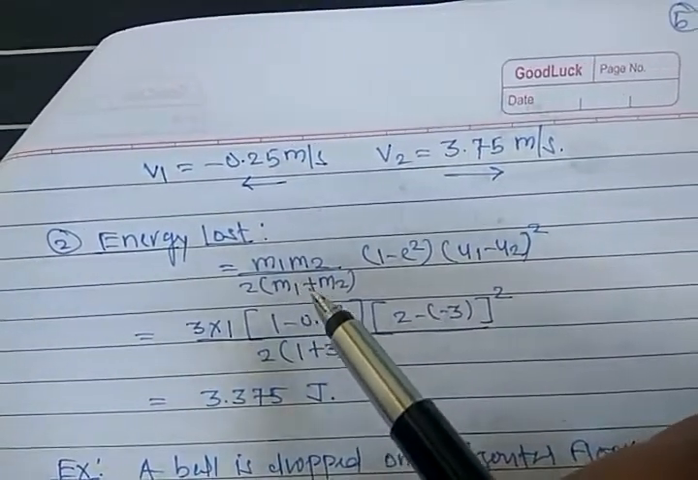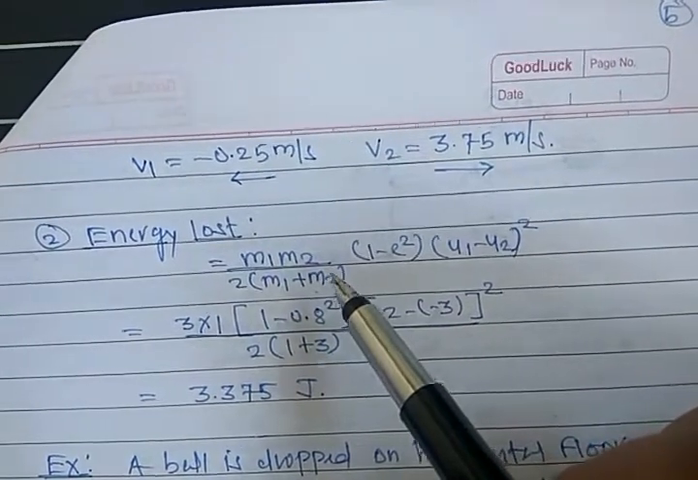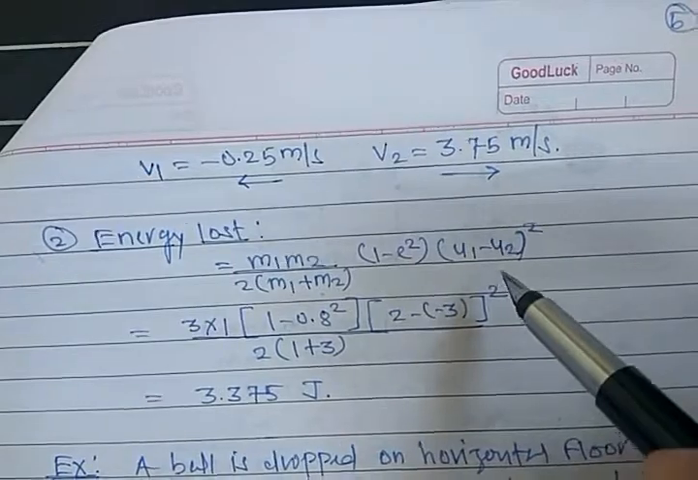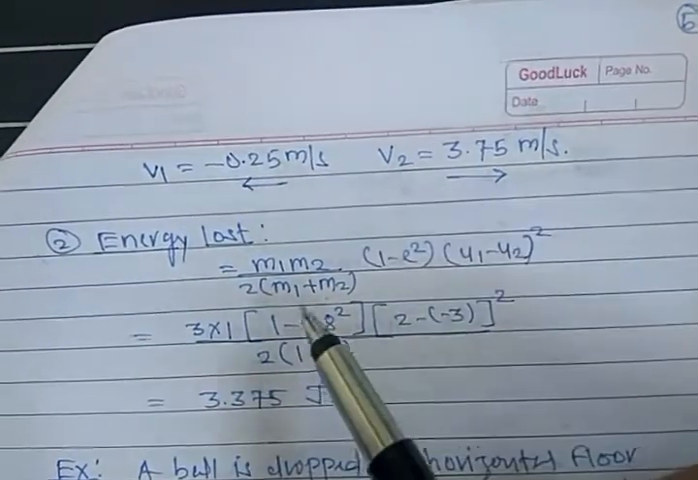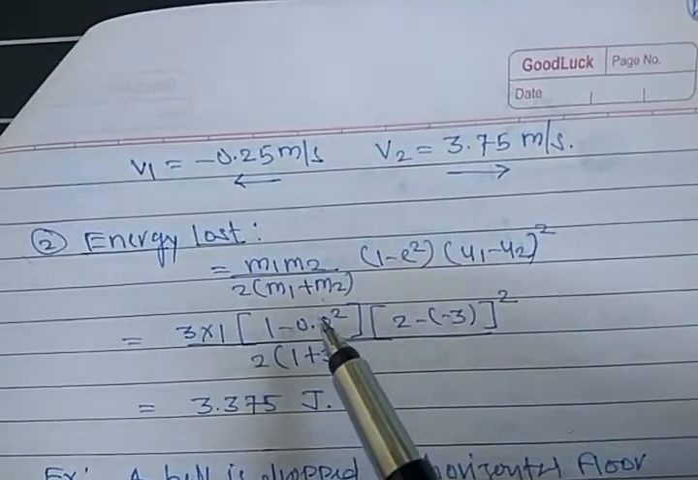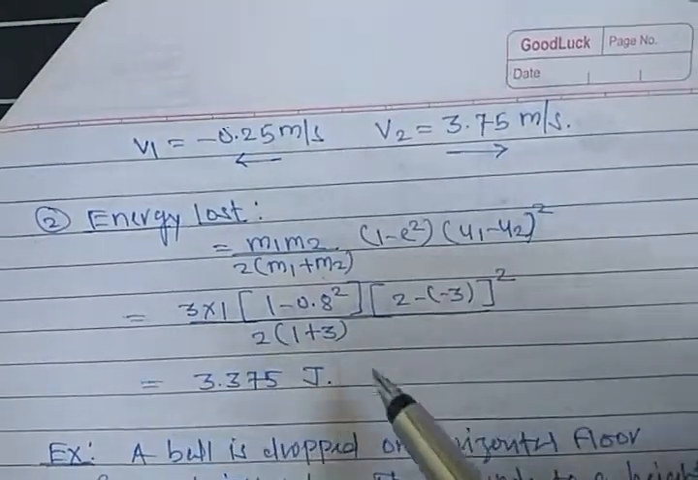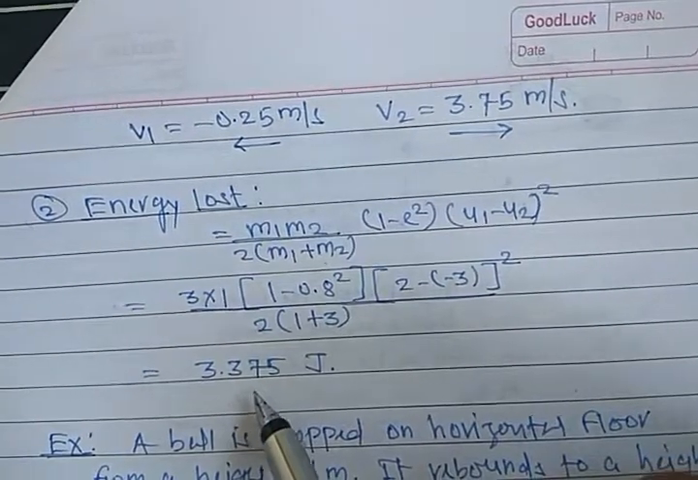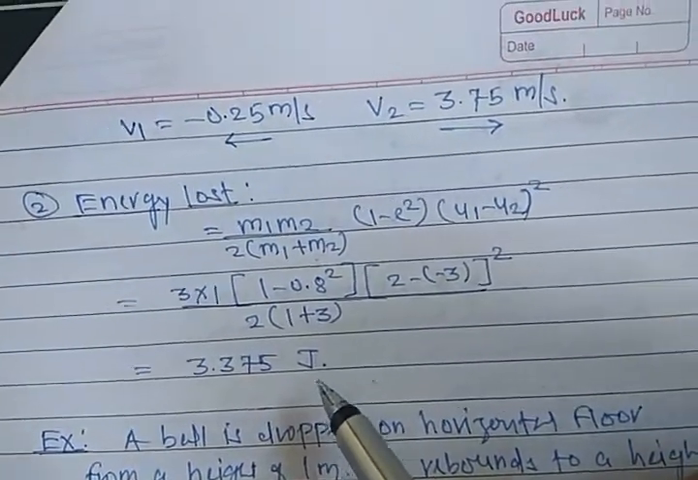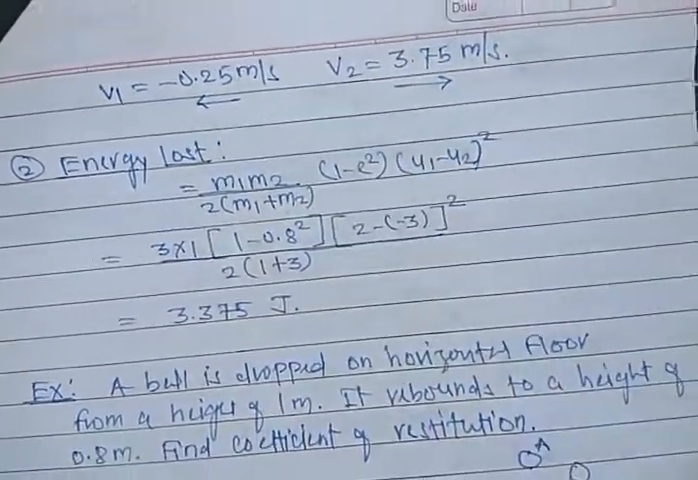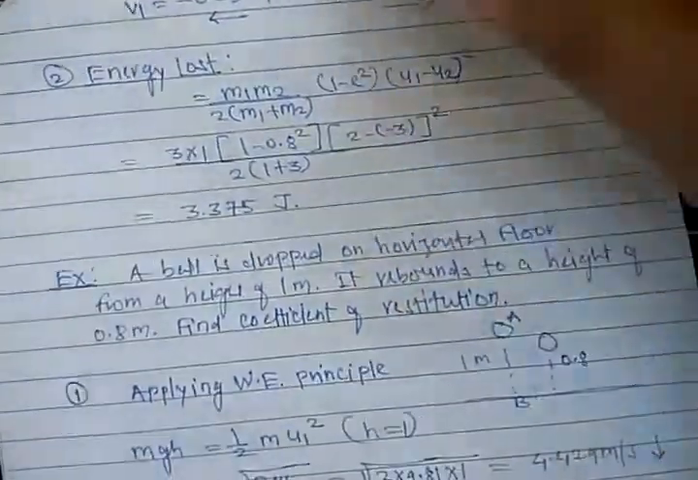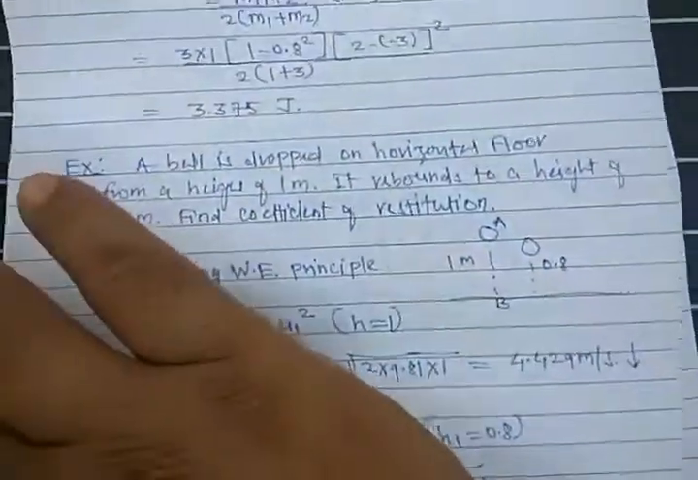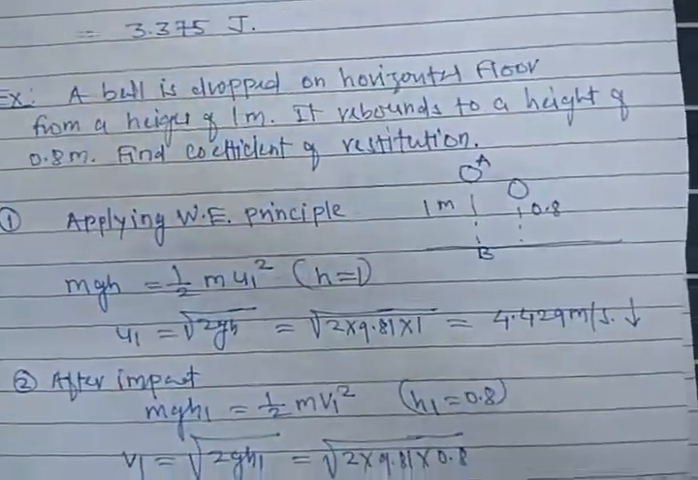To find the energy lost, we can use this formula: m1 m2 into bracket 1 minus e square into bracket u1 minus u2 bracket square, divided by 2 into m1 plus m2. Using this we get 3.375 joules. Okay, this is it. The next question is typical, many times such questions are asked.